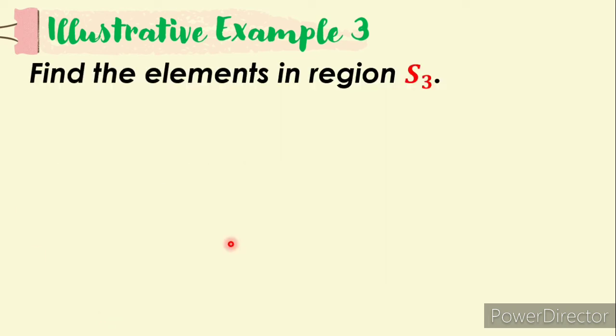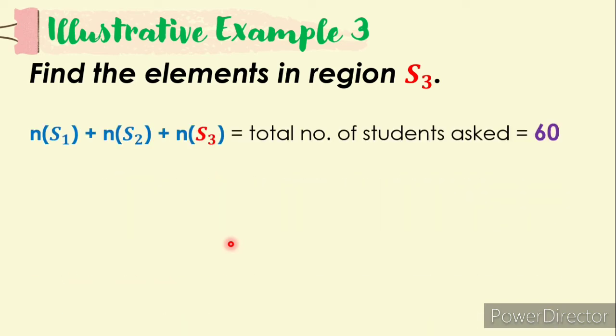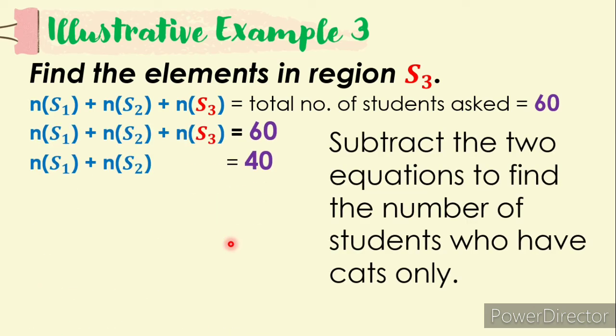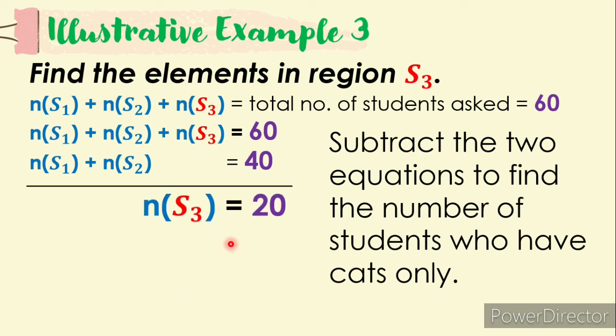First, in region 3 or S sub 3. So the number of elements in S sub 1 plus the number of elements in S sub 2 plus the number of elements in S sub 3 is equal to the number of students S, or it is equal to 60. So we will subtract the two equations to find the number of students who have cats only. So 60 minus 40 is 20. So the number of students who have cats only is equal to 20.